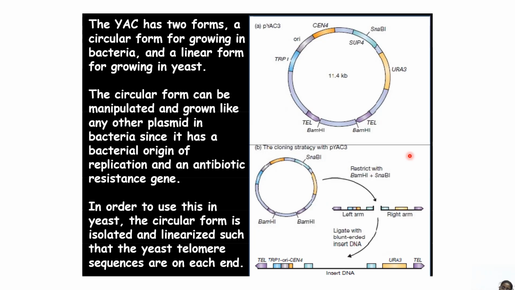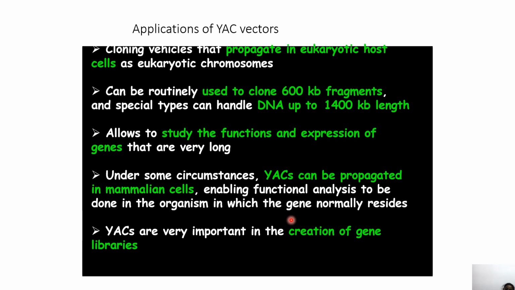Now the YAC has two forms, a circular form for growing in bacteria and a linear form for growing in yeast. The circular form can be manipulated and grown like any other plasmid in bacteria since it has the origin of replication of bacteria and an antibiotic resistance gene. In order to use this in yeast, the circular form is isolated and linearized such that the yeast telomere sequences are on each end.